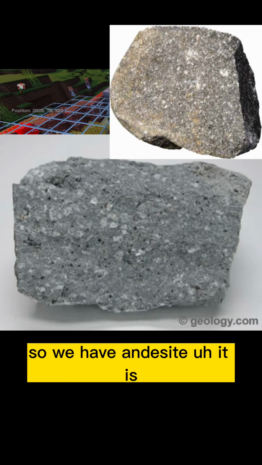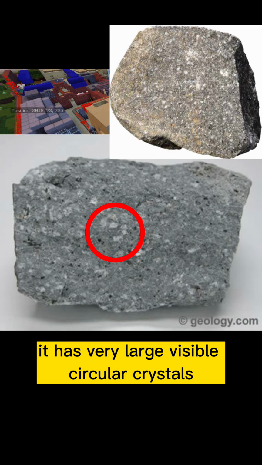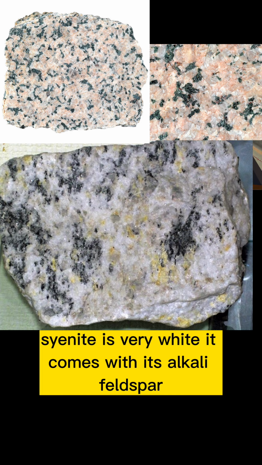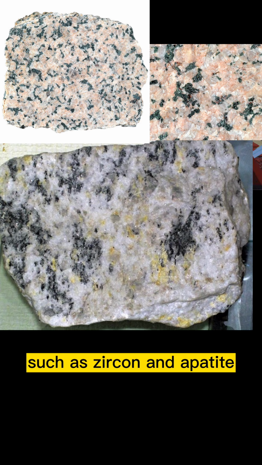Let's go over intermediate rocks. So we have andesite. It has very large visible circular crystals, which are phenocrysts. Then you have syenite. Syenite is very white. It comes with its alkali feldspar. It might contain pink hues and other colors due to the presence of other minerals, such as zircon and apatite.